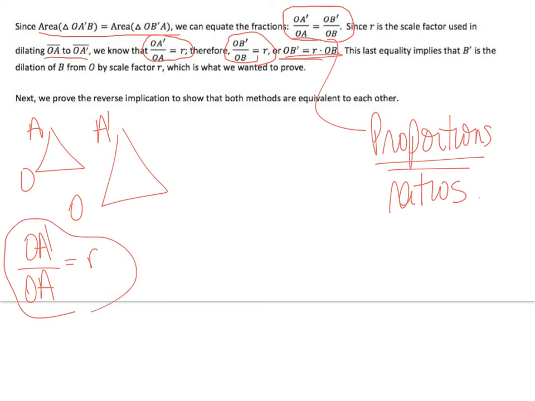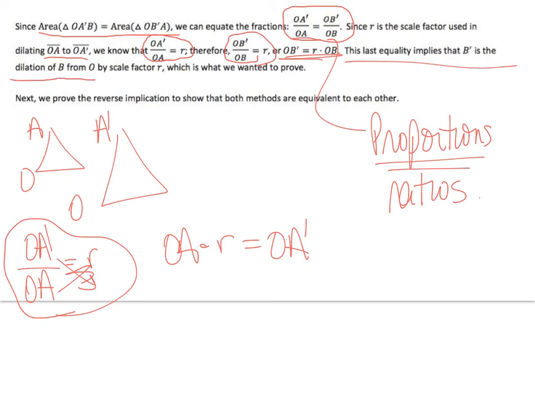If I took this right here, I can just cross multiply and say OA times R is equal to OA prime. It's pure multiplication. This last equality implies that B prime is the dilation of B from O by a scale factor of R, which is what we wanted to prove. Remember, that's what we saw a few slides ago: B prime is the dilation about center O, by a certain scale factor, of B.